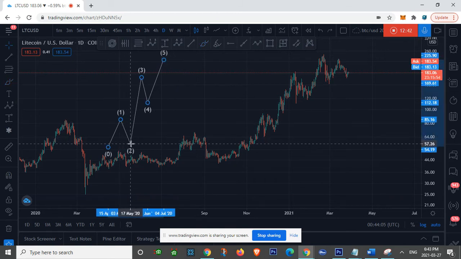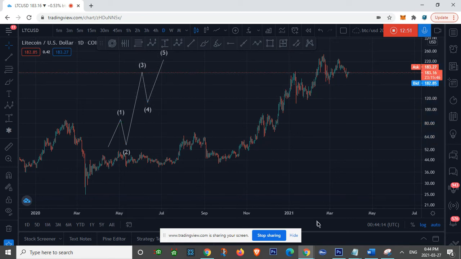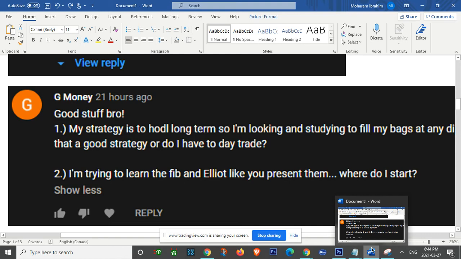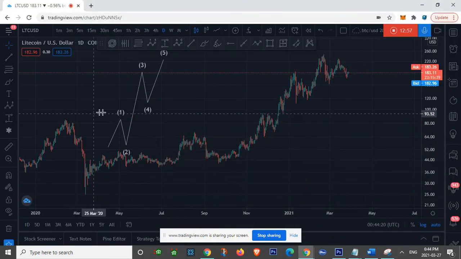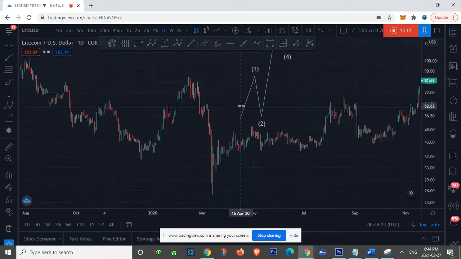Wave 2 tends to be the deepest one, whereas wave 3 tends to be the most impulsive one. And you can add Fibonacci's. I'm trying to learn the Fibonacci. So I went over Fibonacci levels, and you can combine them to your Elliott waves.